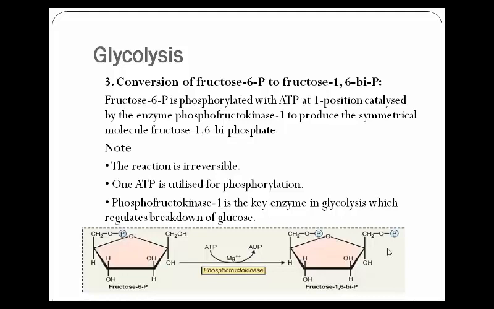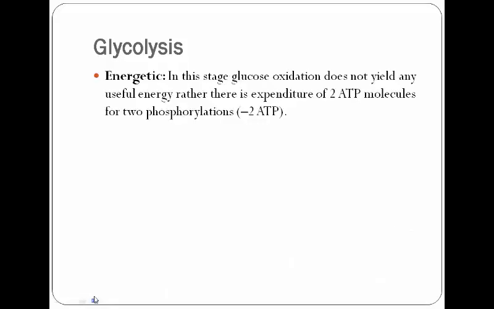Phosphofructokinase 1 is considered the key enzyme in glycolysis, which regulates the breakdown of glucose. Now in this stage 1 of glycolysis, if we calculate the energy expenditure, 2 ATP are utilized and no ATP is formed.